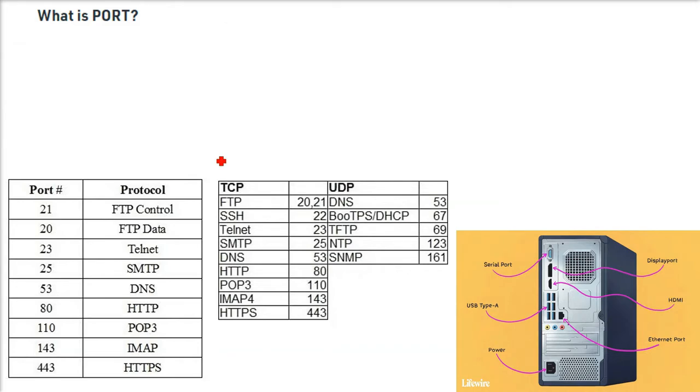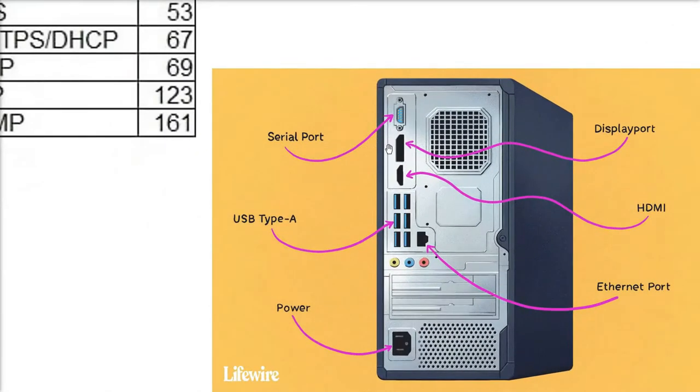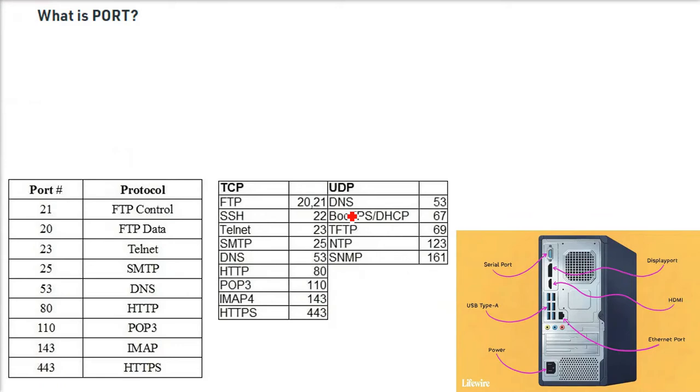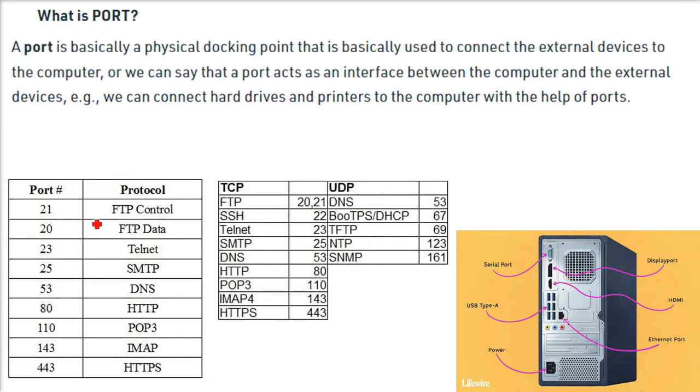What is a port? Now port can be answered in two ways. Because in your computer or your laptop or any of the devices, you see there are ports. There is a serial port, USB port, Ethernet port, HDMI port, display port, power port. These are also called ports. These are hardware ports. But there are certain software managed ports also, used by the application layer and other layers to actually establish a connection from one machine to another. So let us talk about the hardware port first.